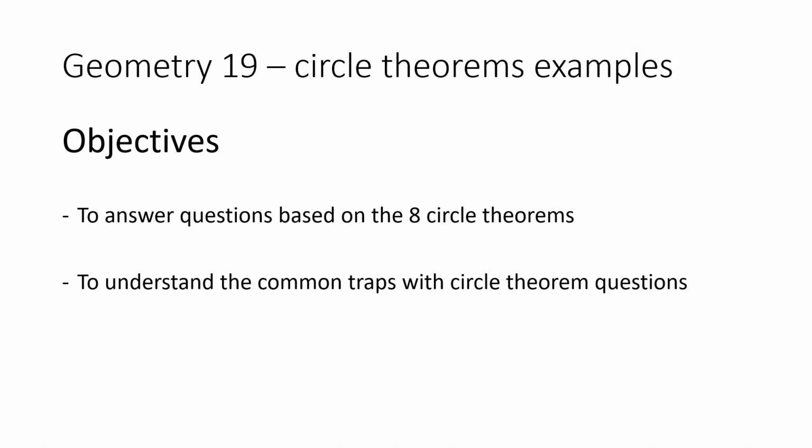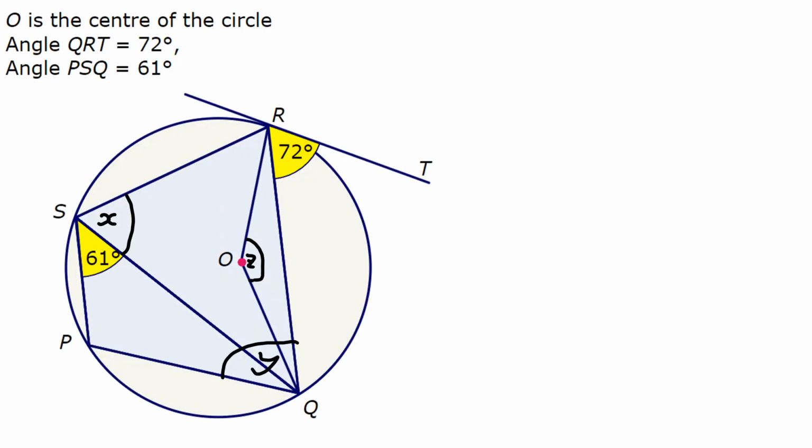So now you know the 8 circle theorems. Well, now let's put what we've learnt to practice. So first question is we're given what O is. It's the center of the circle. We're told that this angle's 72 and this one's 61. So work out what X, Y, and Z are equal to.